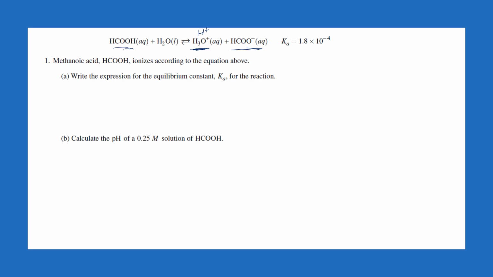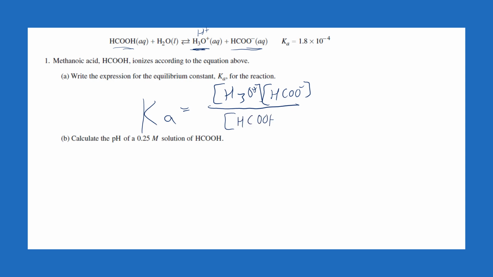So for A, it says to write the expression for Ka, and you want to include its products over reactants. So products on the top and reactants on the bottom, but we only include aqueous or gases, so that liquid water will not be included. Just one point, make sure you write Ka equals, and then write your expression. Make sure you're using brackets for concentration.